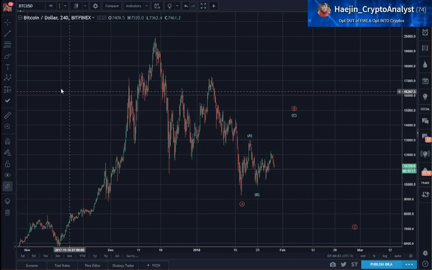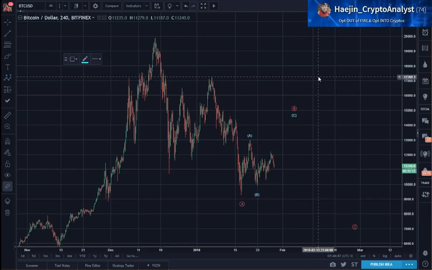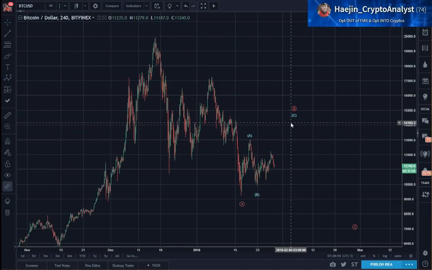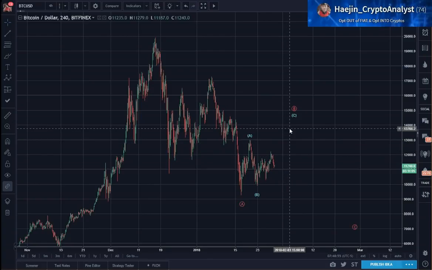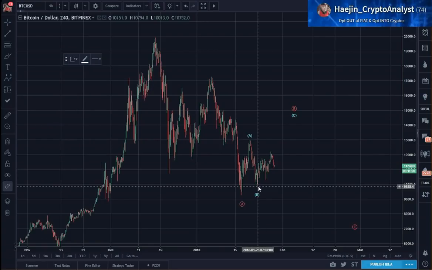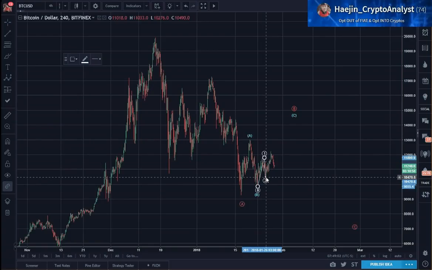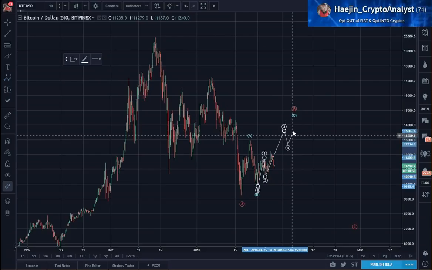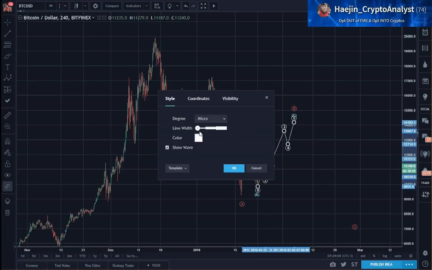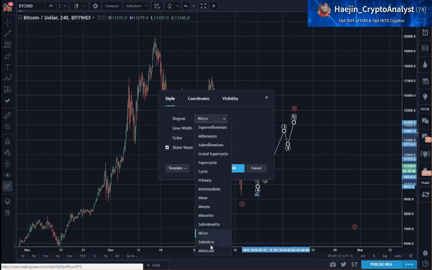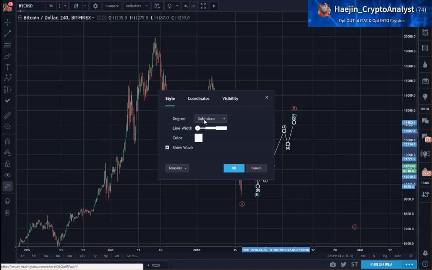One thing about C waves is C always has 5 subwaves. That means we need to see an impulse, high or high. And that impulse needs to start kicking very soon.